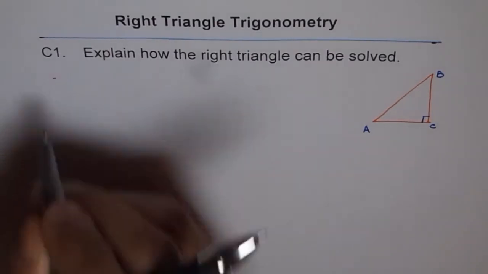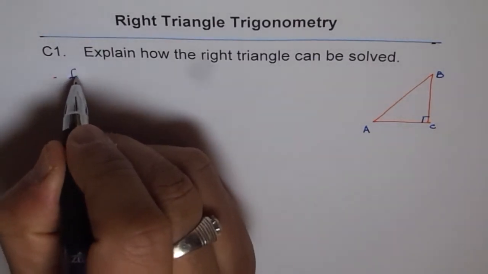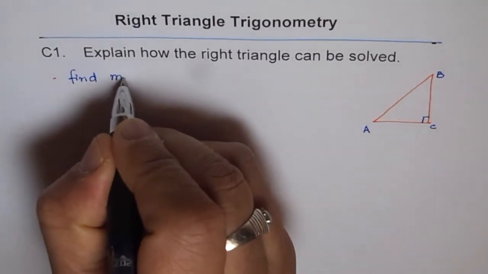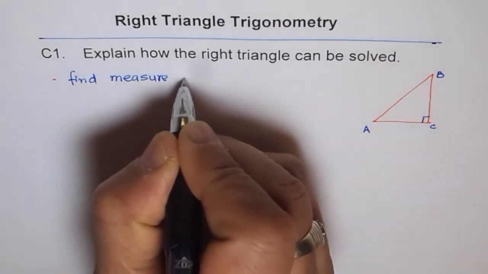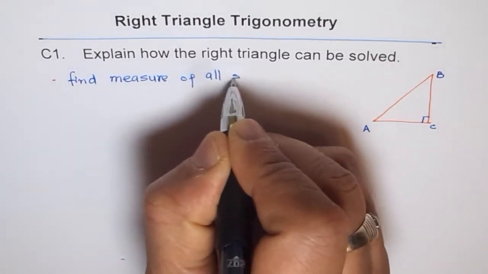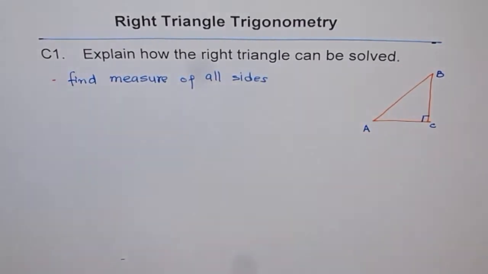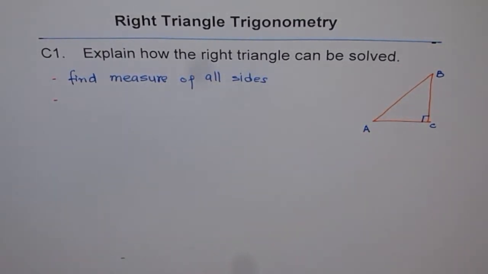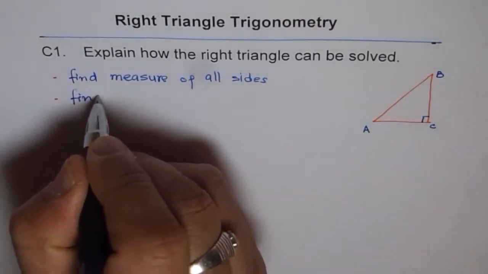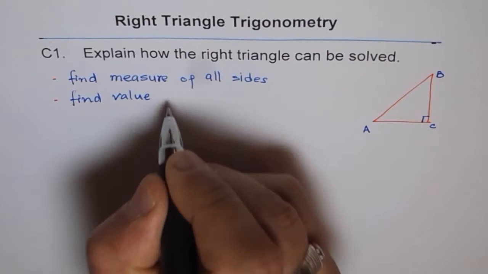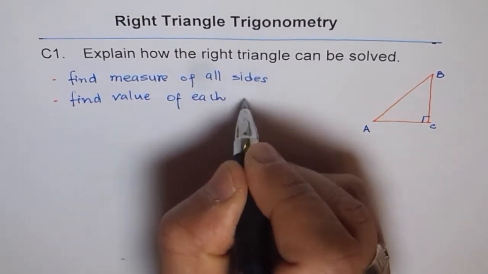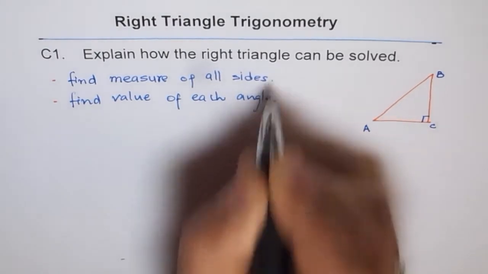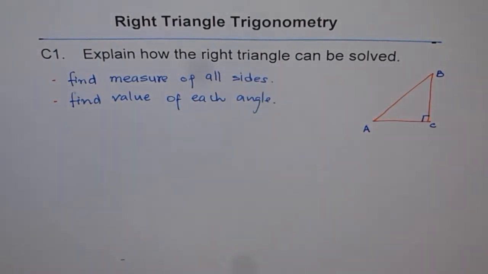By solving we mean, first, find the measure of all sides, three in this case for a triangle. And second, we need to find the value of each angle. Now since it is a right triangle, we know at least one angle, which is 90 degrees. Here in this case, angle C is 90 degrees. So that is what we mean by saying solve right triangles.